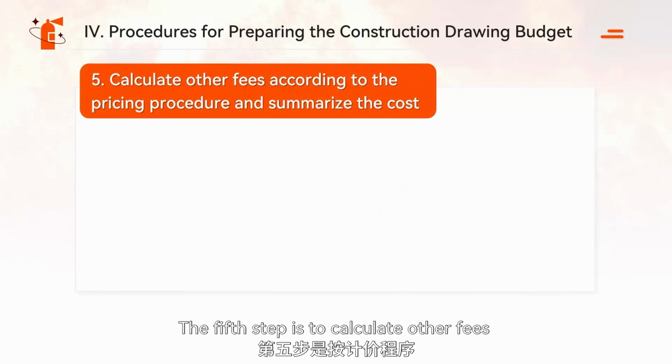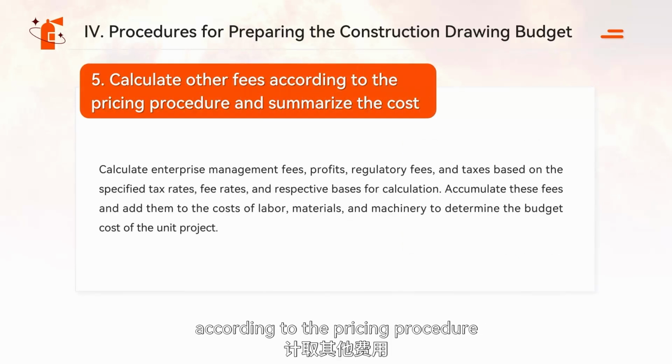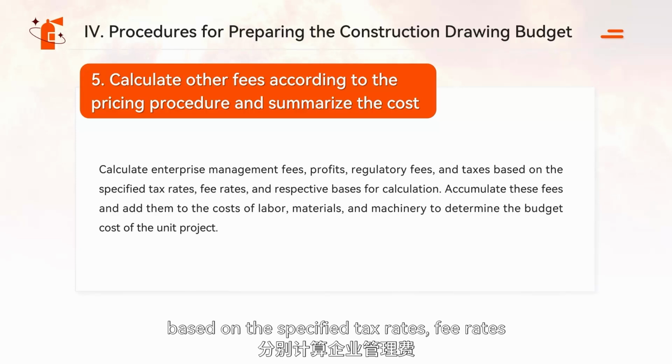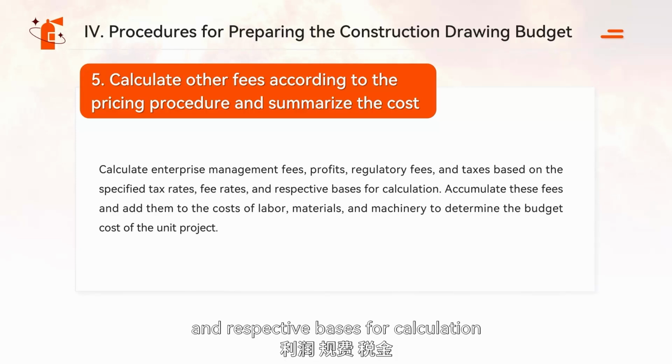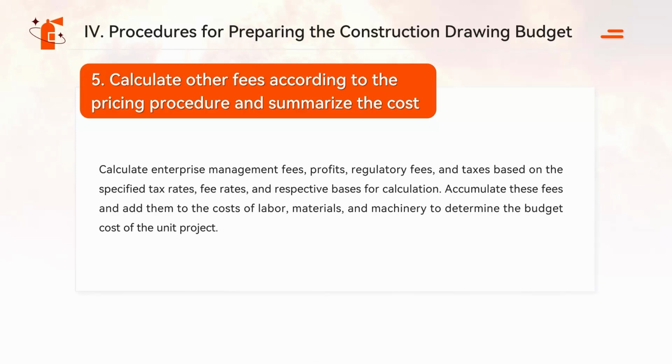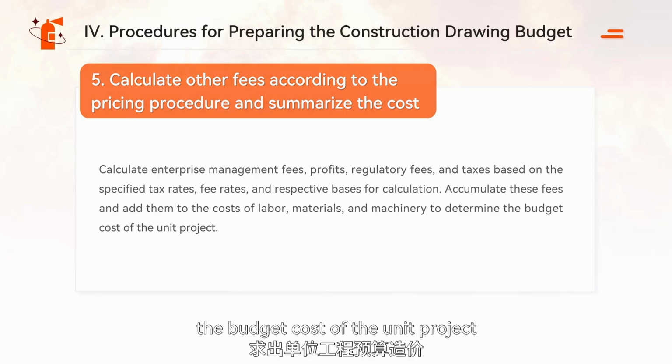The fifth step is to calculate other fees according to the pricing procedure and summarize the cost. Calculate enterprise management fees, profits, regulatory fees, and taxes based on the specified tax rates, fee rates, and respective bases for calculation. Accumulate these fees and add them to the costs of labor, materials, and machinery to determine the budget cost of the unit project.